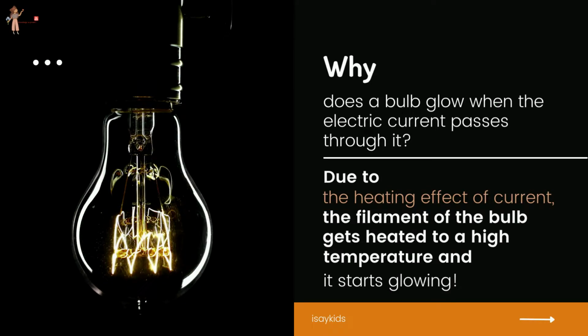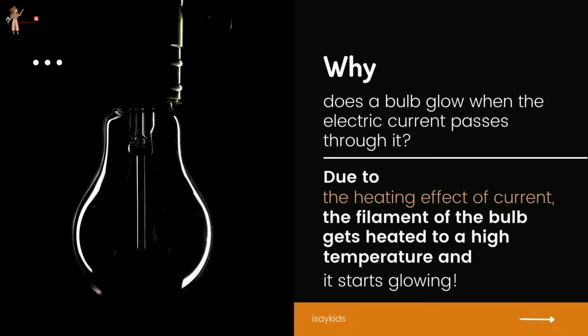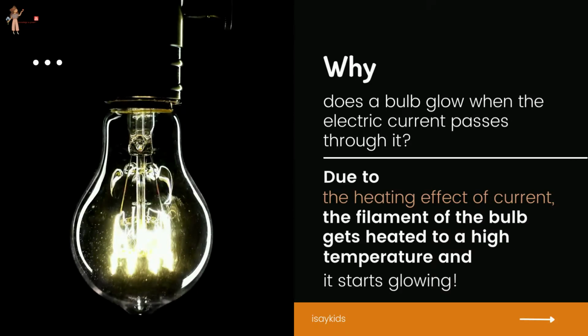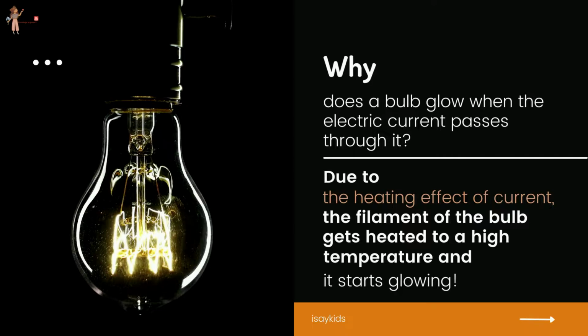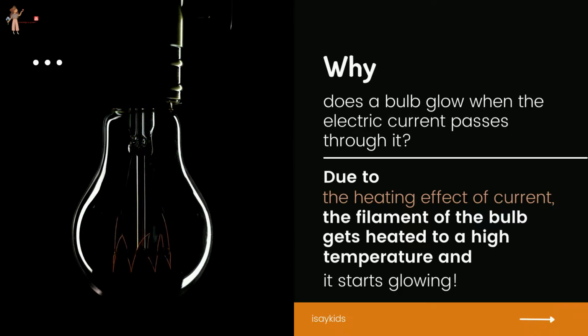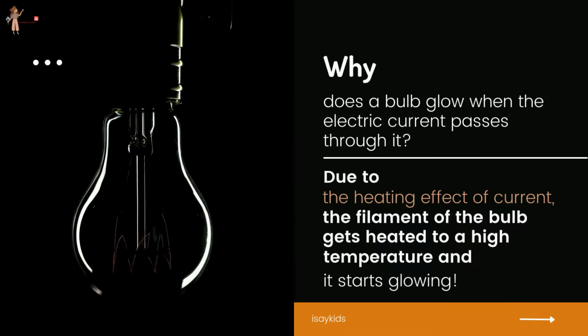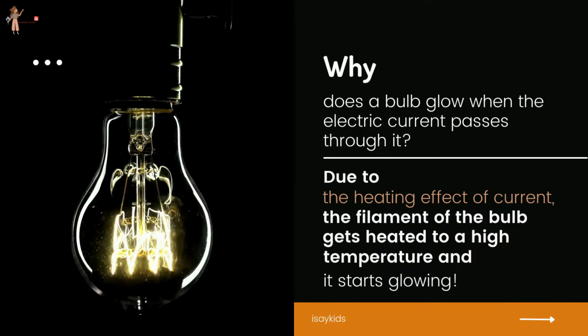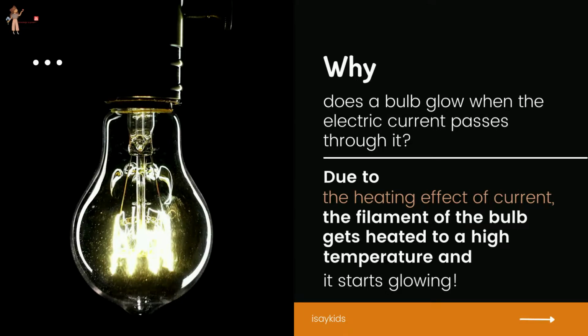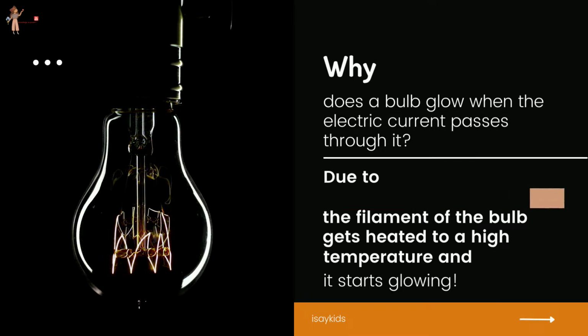Why does a bulb glow when an electric current passes through it? It is due to the heating effect of current. The filament of the bulb gets heated to a high temperature and it starts glowing. Remember, if the current being passed is not strong enough, the bulb will not glow. It can happen when the conducting material is not as good a conductor as required.